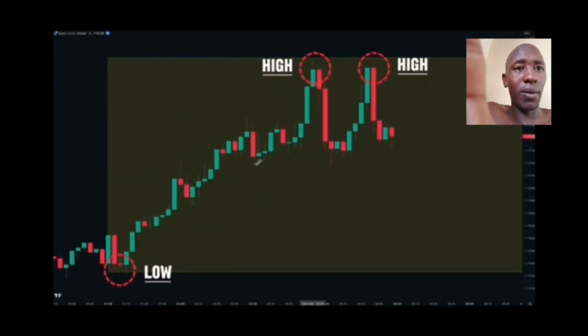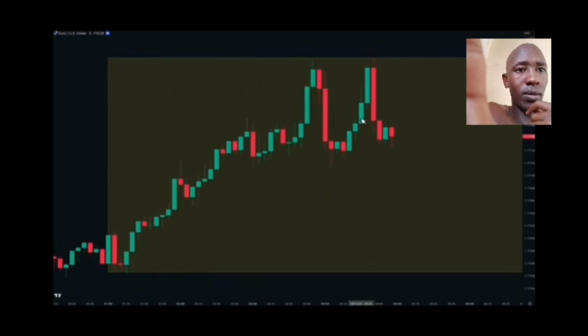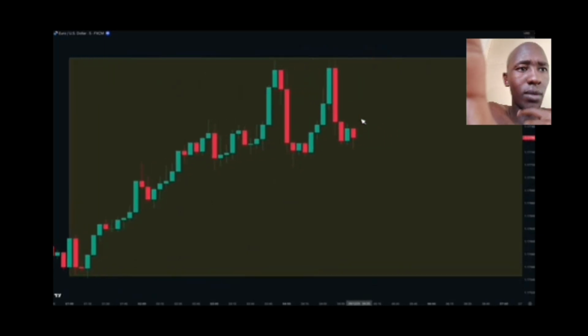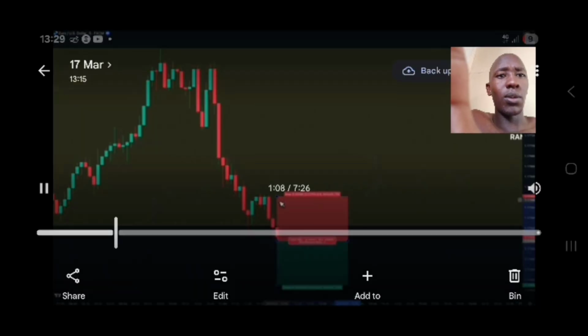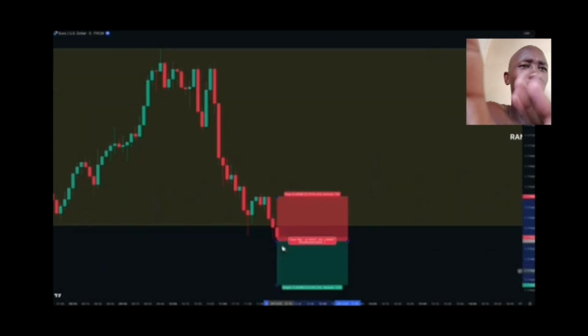The high and the low of that candle become important boundaries. This is where institutions observe order flow and wait for retail traders to make mistakes. Now here's where most traders go wrong. When price breaks above or below this 4-hour range, retail traders immediately think, okay, the move has started. They chase the break.